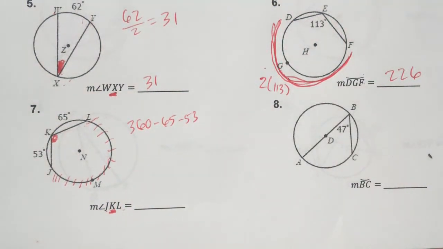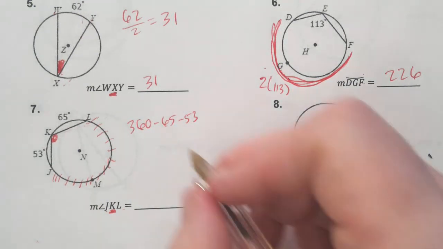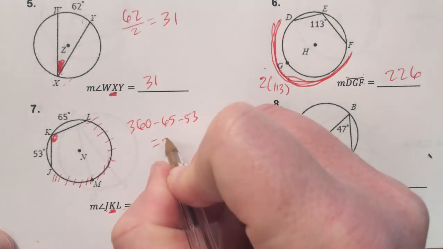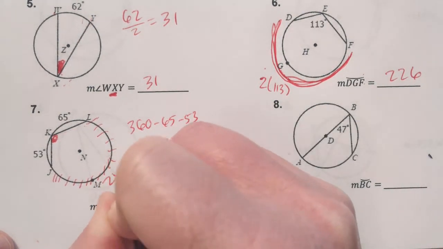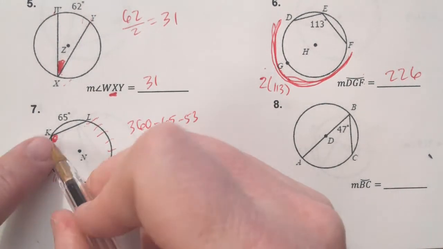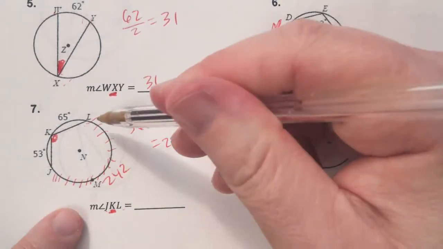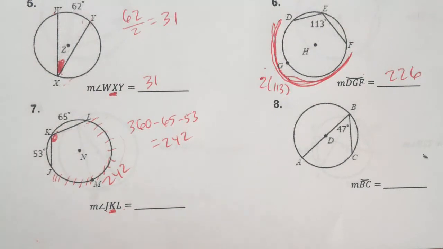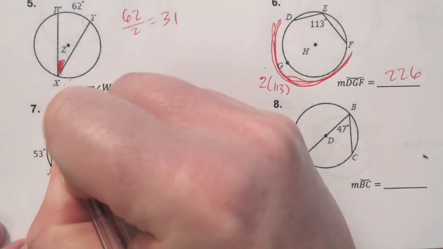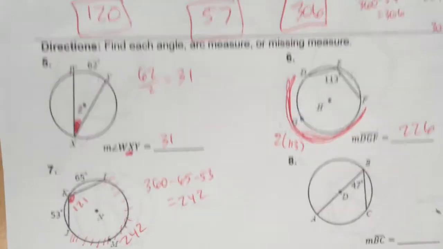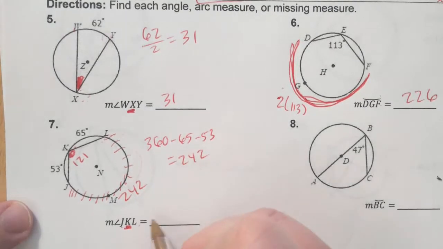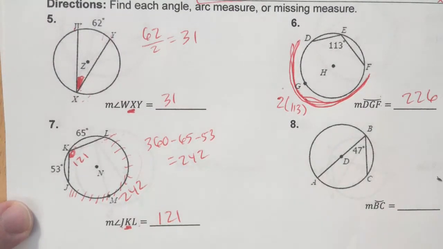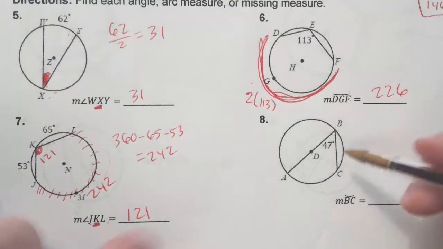360 minus 65 and 53. We pop out with 242. So all this is 242, but that's not what we're looking for. We're looking for the angle. So if the screen is 242, we would divide by 2 to get the projector. Divide by 2, and we get 121. All right, so the angle is 121. Awesome. All right, and number 8.